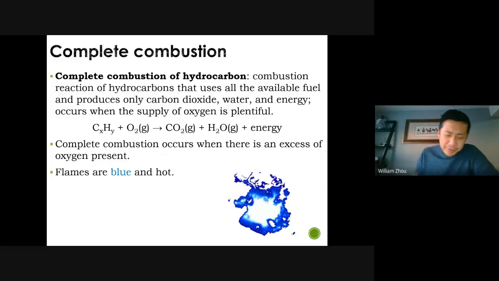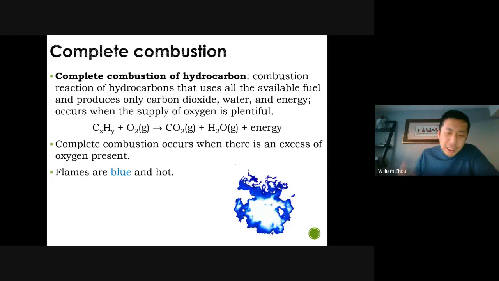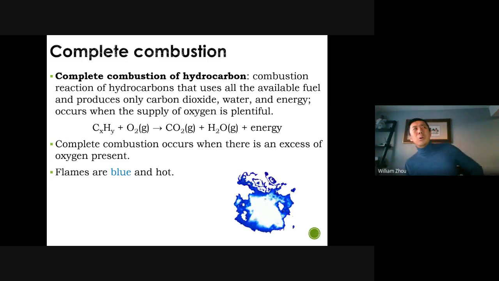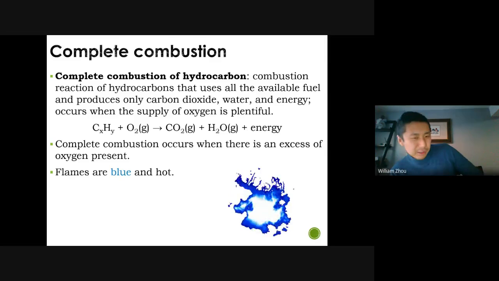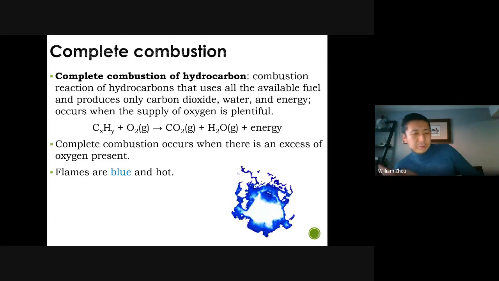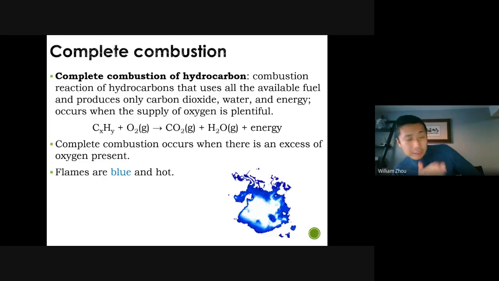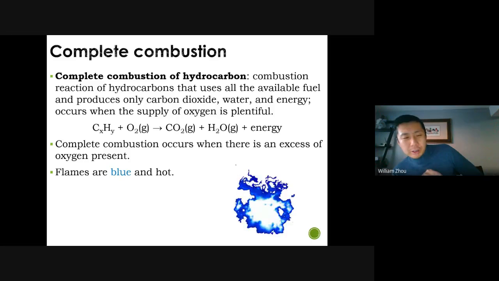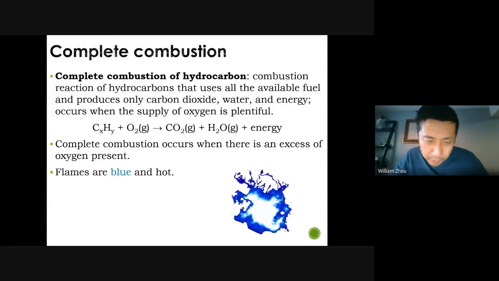All right, so if you have complete combustion, you have a blue flame that is really hot, really high temperatures. Oh, I'm sure you've seen blue flames before. If your house has those old stoves, you turn it on, blue flames come out. Okay, but now we use electric stoves. We don't have an open fire in the kitchen anymore. But if you ever see blue flames, it's because that's complete combustion. It is hotter than the orange flames that you see at a campfire. Okay, so flames are blue and hot.